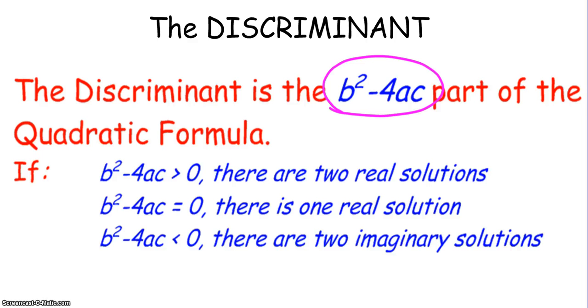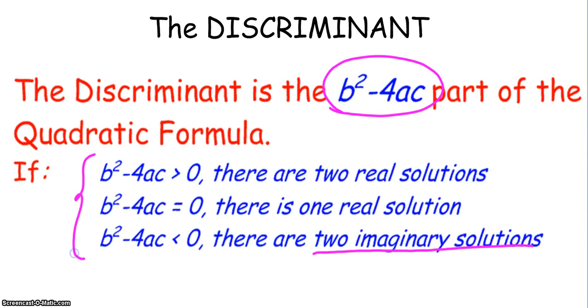So b squared minus 4ac is the discriminant, and it will actually tell us if I have two answers, one answer, or no answers, which really means if I have no answers, I have two imaginary solutions. And the reason I write that is because in the next video, we are going to have imaginary answers. Do you remember those complex numbers we talked about? Well, this is where they're going to come into play. You can have imaginary solutions.